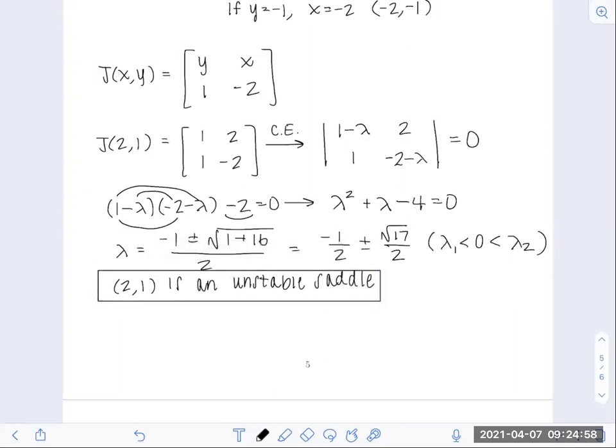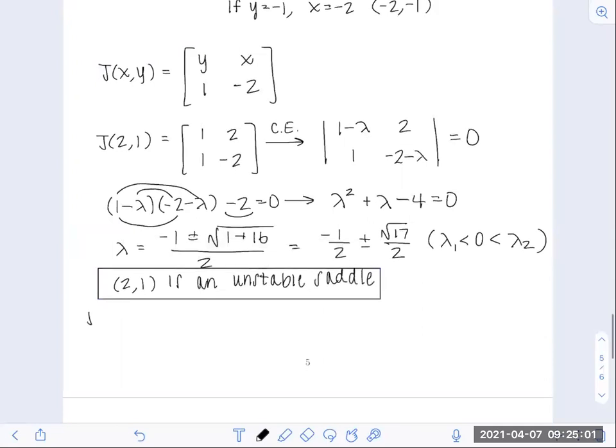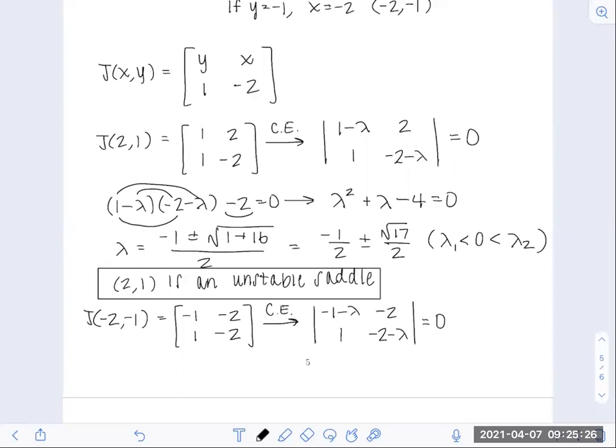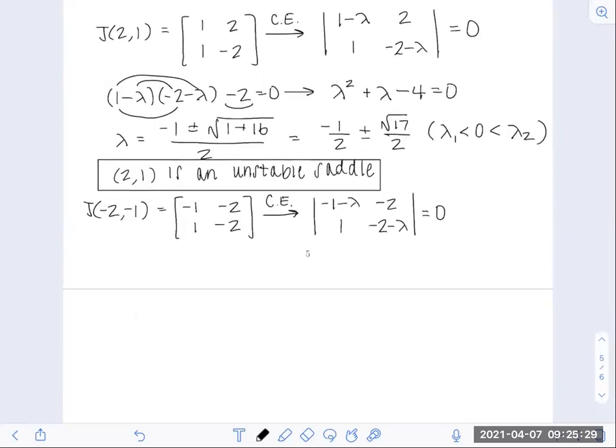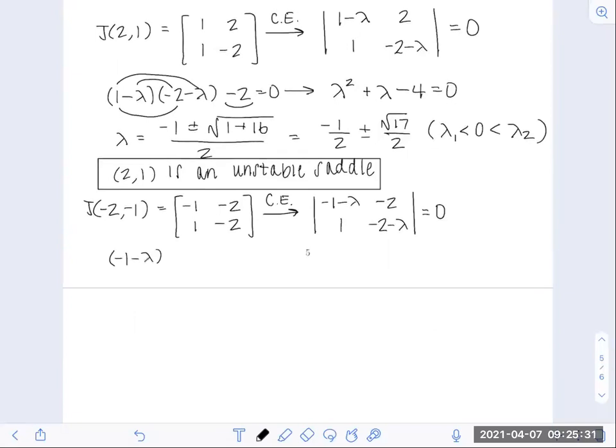All right, and then we're going to do the exact same process for the other critical point, negative 2, negative 1. So when I plug that in, I get negative 1, negative 2, 1, negative 2. And so let's set up our characteristic equation. I get negative 1 minus lambda, negative 2, 1, and negative 2 minus lambda equals 0. And expand your characteristic equation: (negative 1 minus lambda)(negative 2 minus lambda), and then plus 2 equals 0.